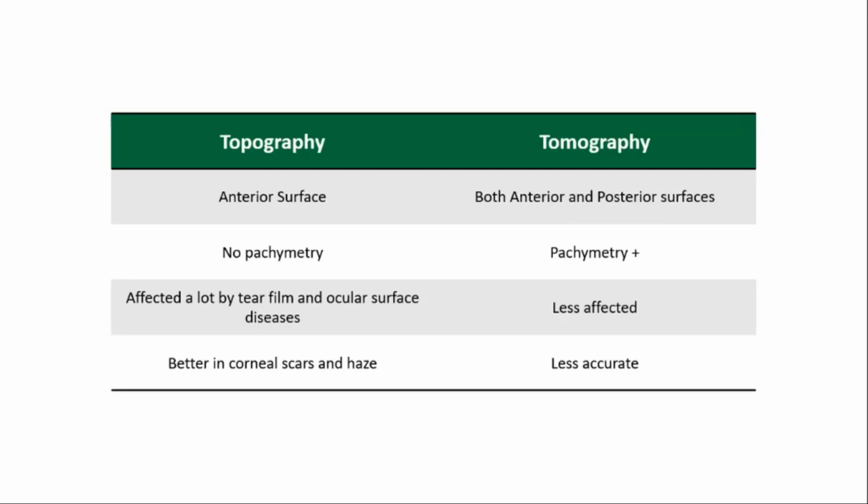Topography is affected by tear film and ocular surface diseases, whereas tomography is not affected by the tear film and ocular surface diseases. The advantage of topography is that it is better when compared to tomography in the presence of corneal scars and haze, whereas tomography is less accurate in the presence of corneal scars and haze.